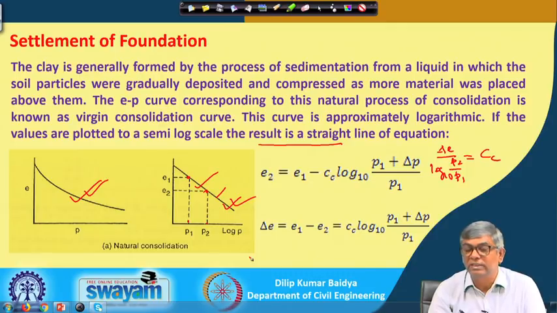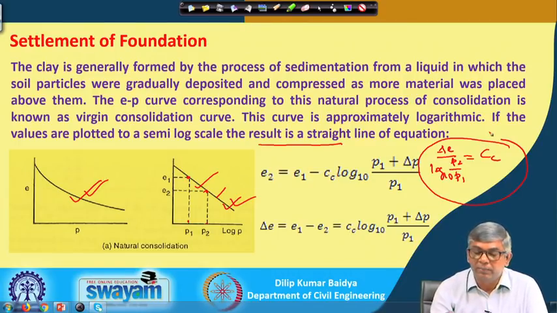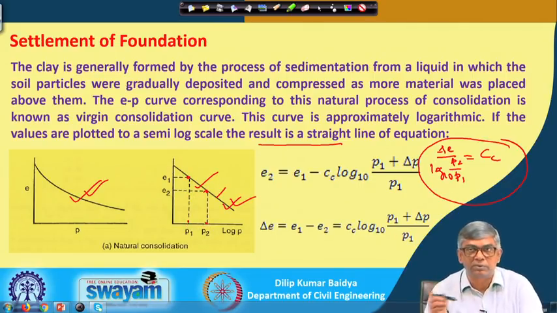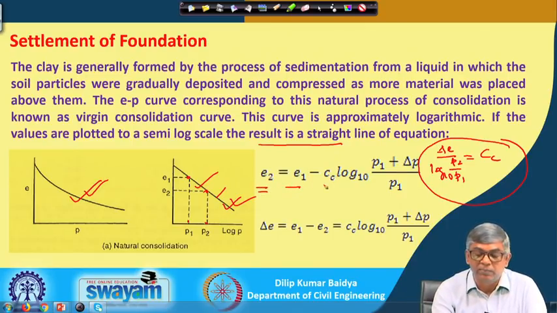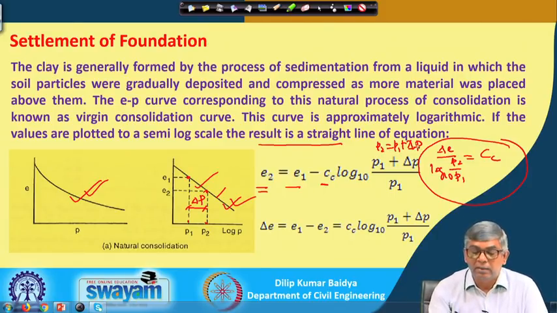The slope of this line is called Cc, the compression index, that is delta e, meaning e1 minus e2, divided by log p2 minus log p1, and log p2 minus log p1 means log p2 by p1. So this is the slope of the line. If Cc is known, I can find out, if I apply pressure p1 initially and then pressure p2, what e2 is. In addition to p1, suppose a delta p is applied, so p2 becomes p1 plus delta p. Then what is the e2 value?